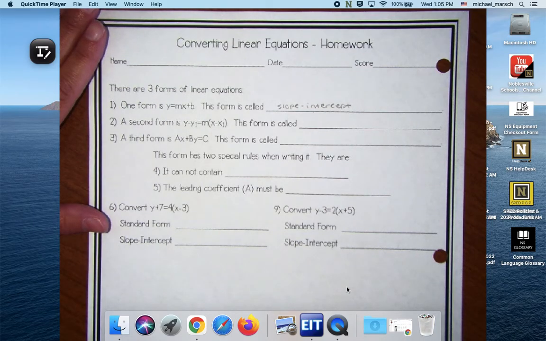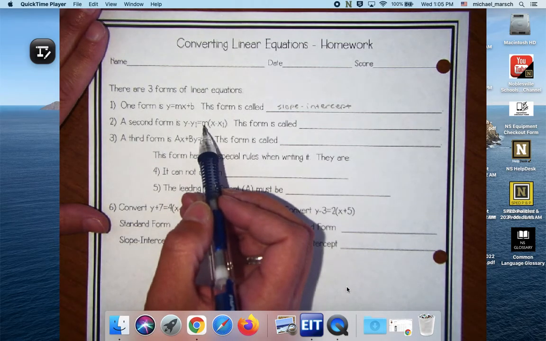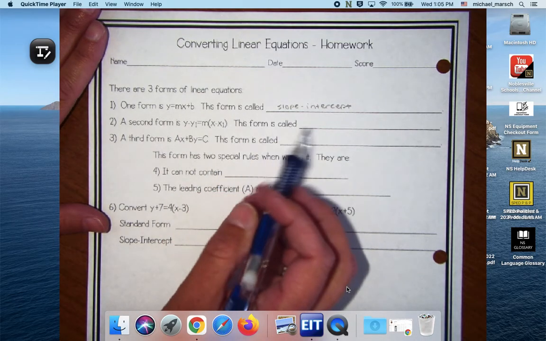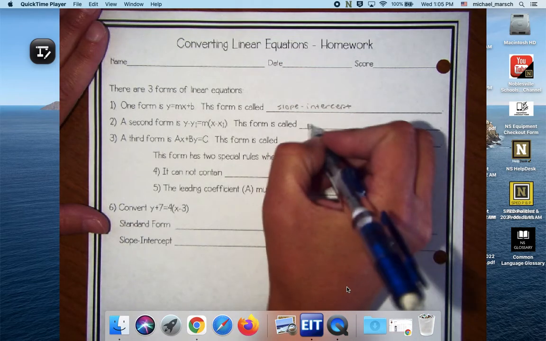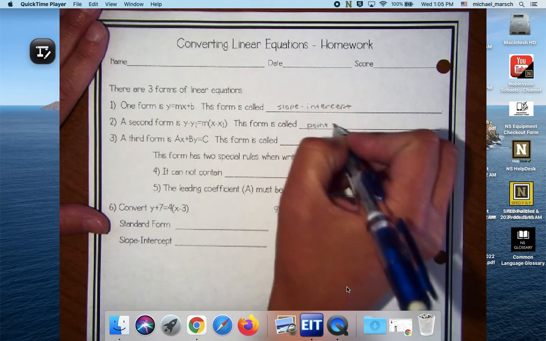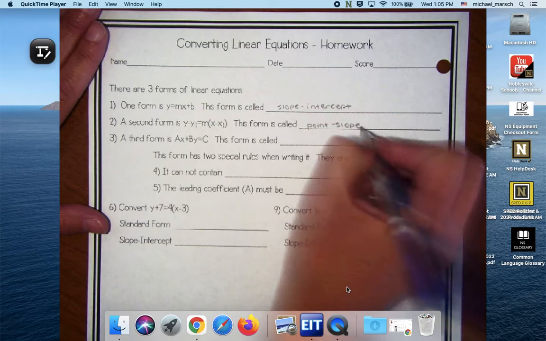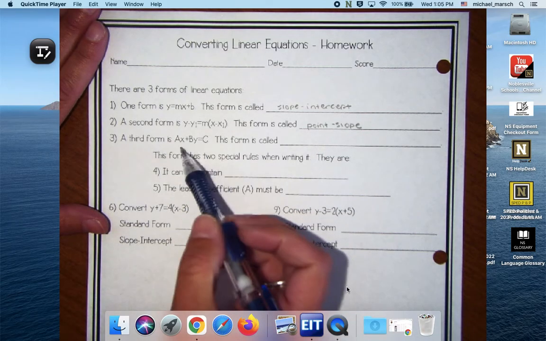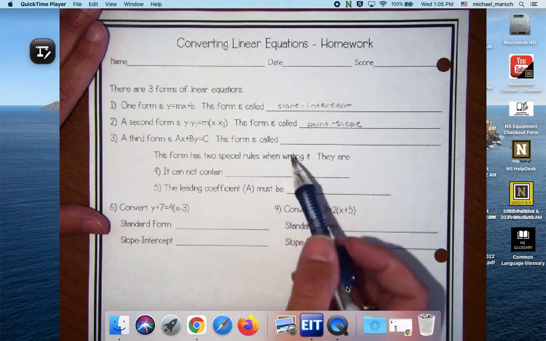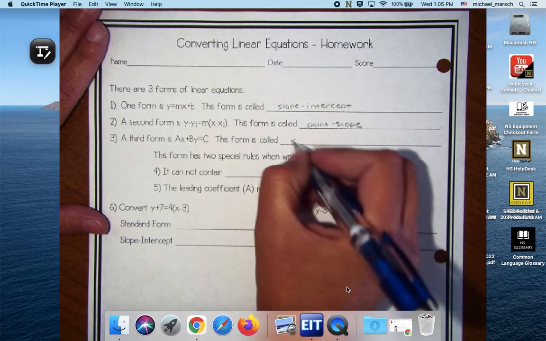All right, the second form, y minus y1 equals m times the quantity x minus x1, is point slope. And this one, ax plus by equals c, which we started yesterday, is called standard form.